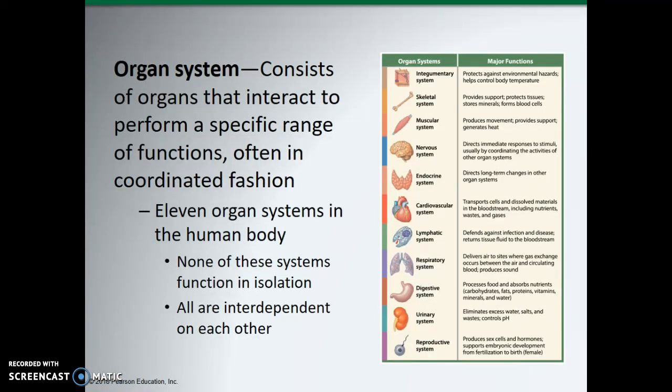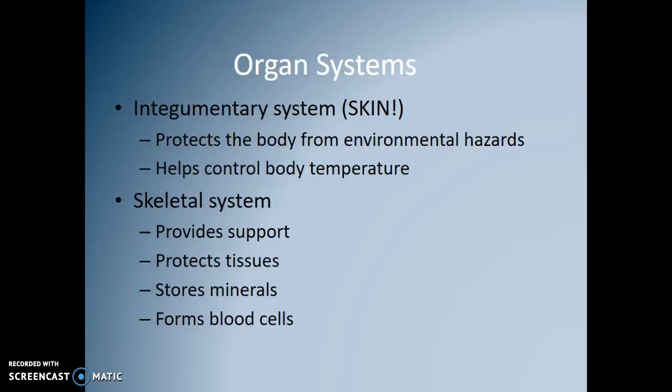So our organ systems consist of organs that interact to perform a specific range of functions. None of these systems works independently of the other. They depend on each other to maintain homeostasis within the body. We will go through each organ system. The integumentary system is the skin. It protects the body from hazards, and it helps control body temperature.